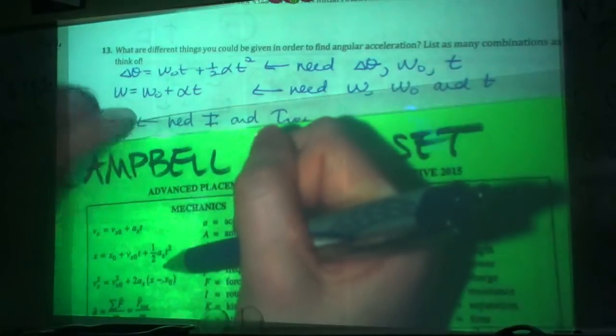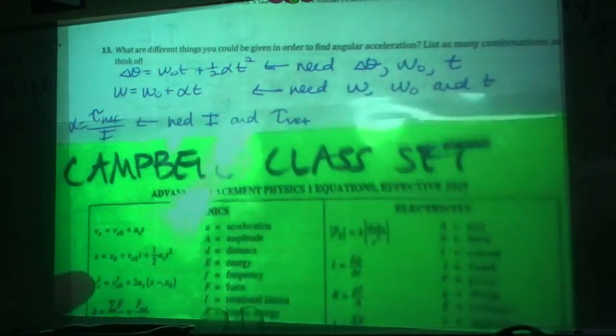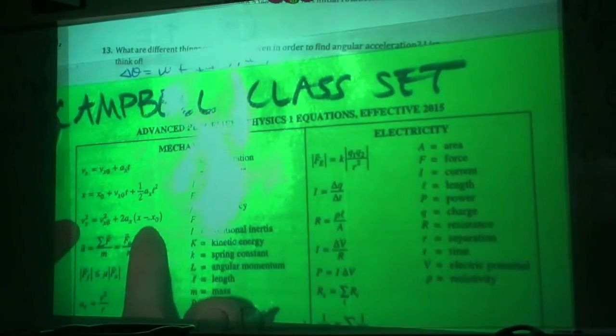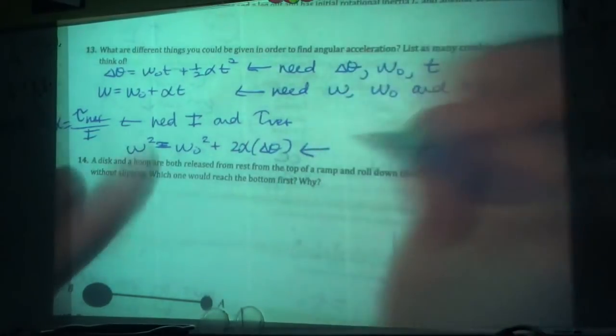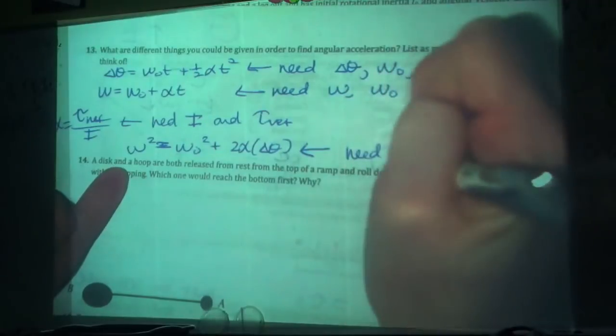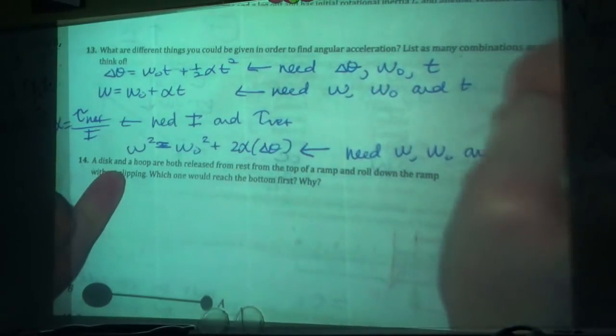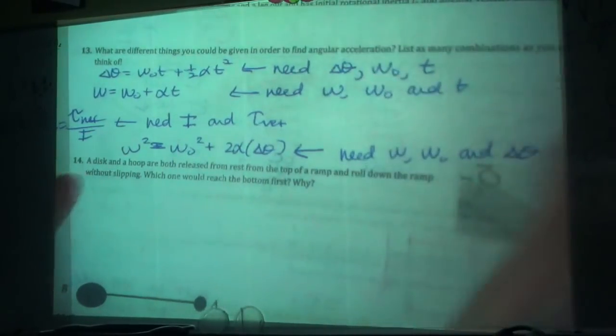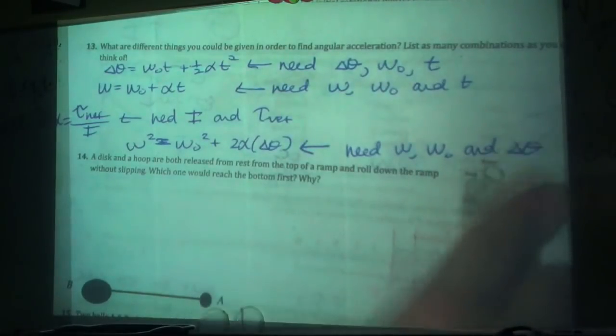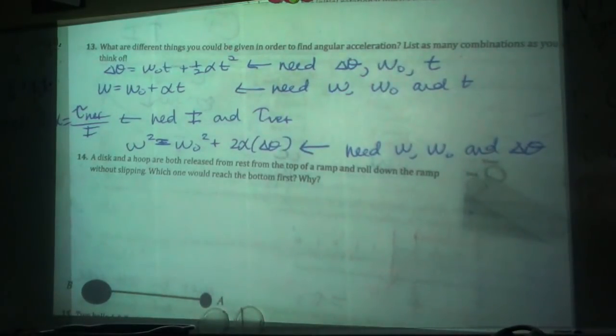You could possibly need to use something like this, which would become omega squared equals omega naught squared plus 2 alpha change in theta. Instead of theta minus theta naught, you could just call that change in theta. And if you were going to use this one, you would need omega, omega naught, and the angle measure, or the number of radians that it goes through in that time.